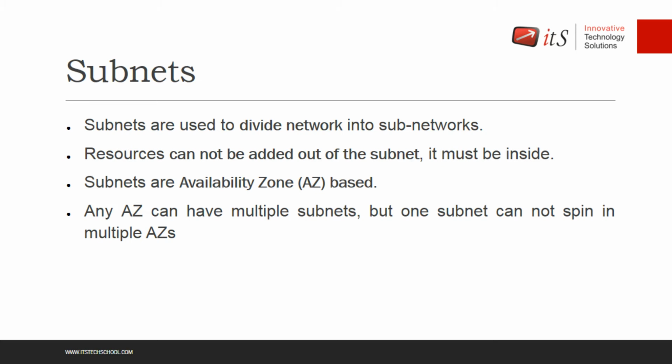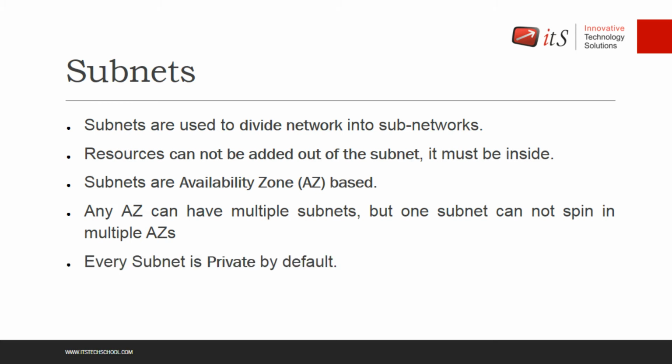This statement is for those who are coming from an Azure background or GCP background. In GCP or in Microsoft Azure, there is a concept that you can create a subnet across multiple availability zones, but that is not possible in AWS. You can create a subnet in only one availability zone. A subnet cannot be split into multiple AZs at the same time, right?